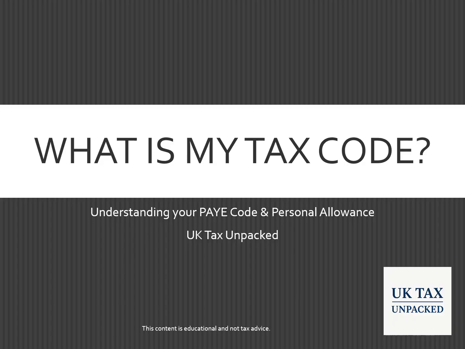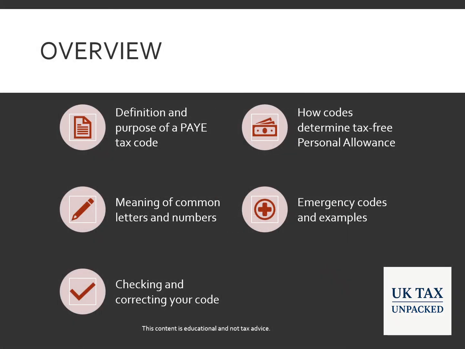Today, we're diving into one of the most misunderstood parts of your payslip, your tax code. What does it mean? How is it calculated? And most importantly, how can you make sure you're not overpaying or underpaying tax? Let's decode it together. In this quick guide, we'll break down what a PAYE tax code is, how it links to your personal allowance, what those mysterious letters and numbers mean, and how to spot and fix common errors. If you've ever wondered why your take-home pay isn't what you expected, this is for you.